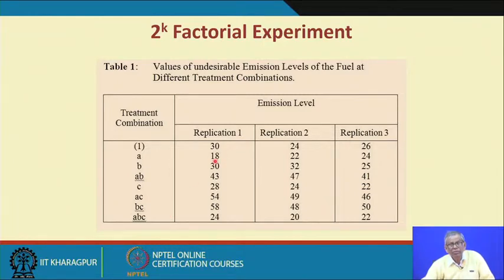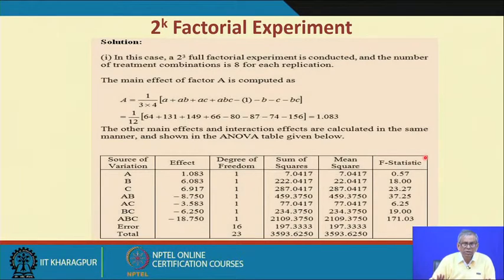So you have to carry out the tests 3 times in a particular treatment combination. These are the values for replication 1, replication 2, and replication 3. Look at these values; this is the data you have collected.